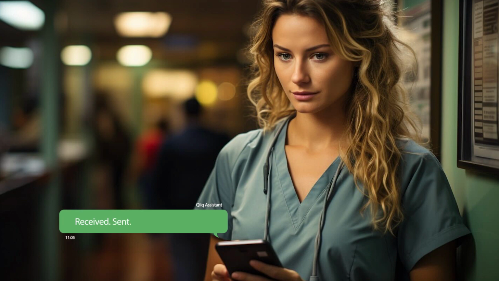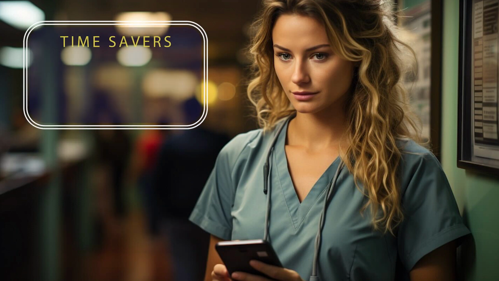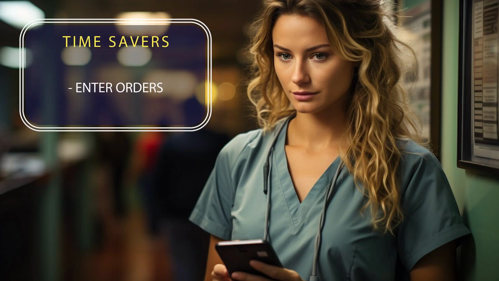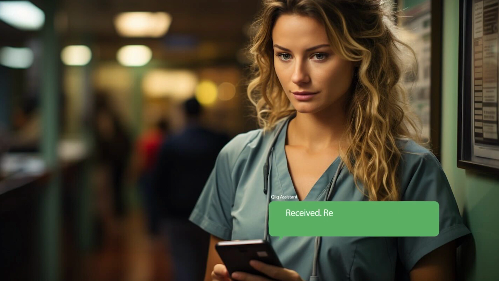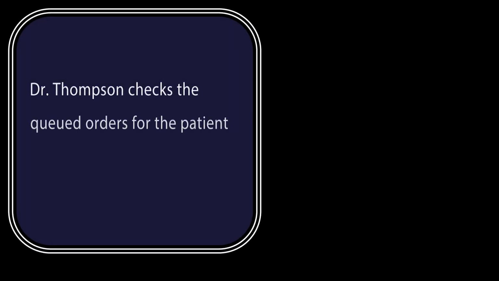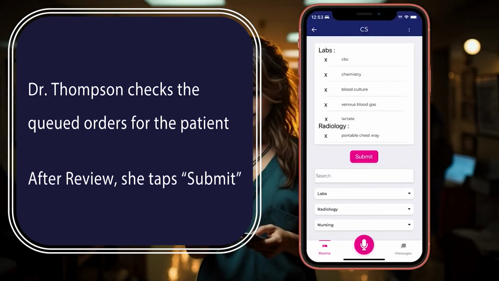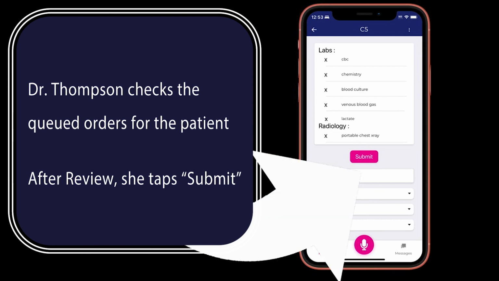Received. Sent. Quick, please order a CBC, chemistry, blood cultures, venous blood gas, lactate levels, and a portable chest x-ray for the patient in room C5. Received. Ready for review and submission. Dr. Thompson checks the Quick app. She checks the queued orders for the patient. After review, she taps Submit.